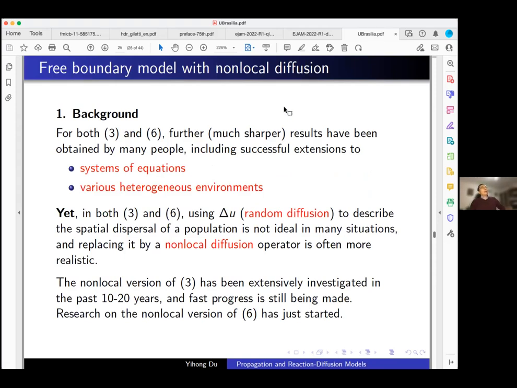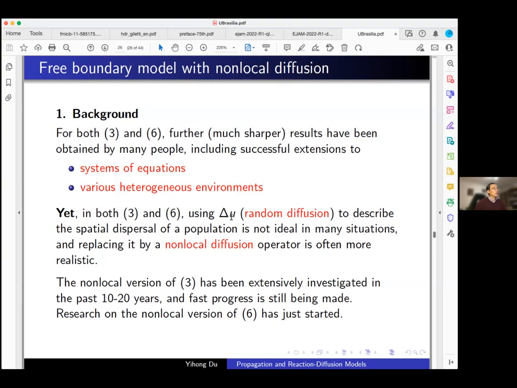So now let me quickly look at the case where we have a non-local diffusion. Models 3 and 6 are the very basic models, and actually they have extensions in several directions, looking at systems of equations and also the situation where the environment is heterogeneous. In 3 and 6, really, it models a homogeneous environment. But today, I don't want to look at extensions in these directions. Instead, I want to focus on their extension in the direction of non-local diffusion.